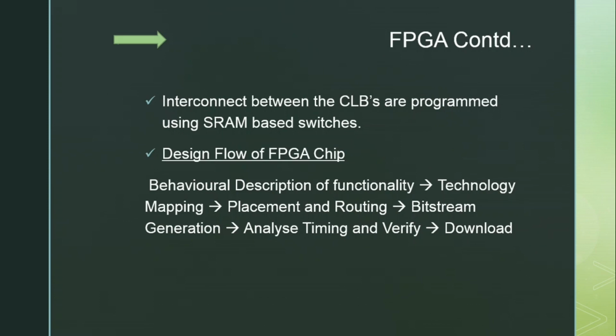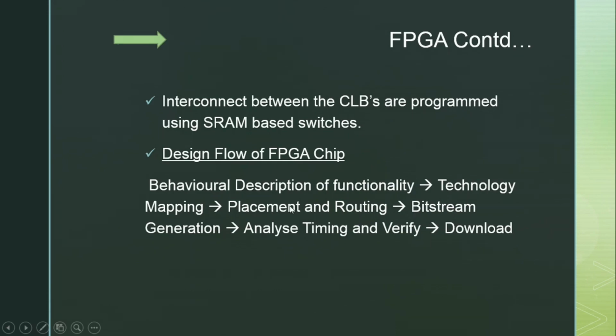So this is the design flow of an FPGA chip. It starts with the behavioral description of the functionality, which is done in one of the hardware description languages, be it Verilog or VHDL. Mostly Verilog is preferred in the industry due to its specific features. Second step is the technology mapping of all the logic gates whose functionality is described in the Verilog code.